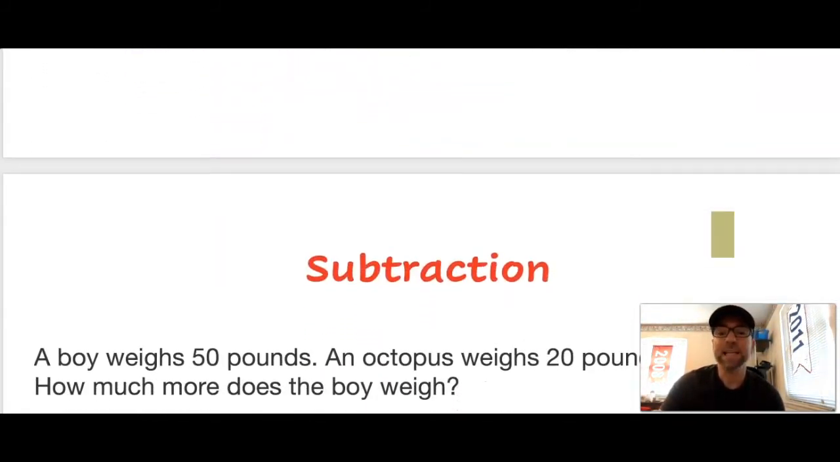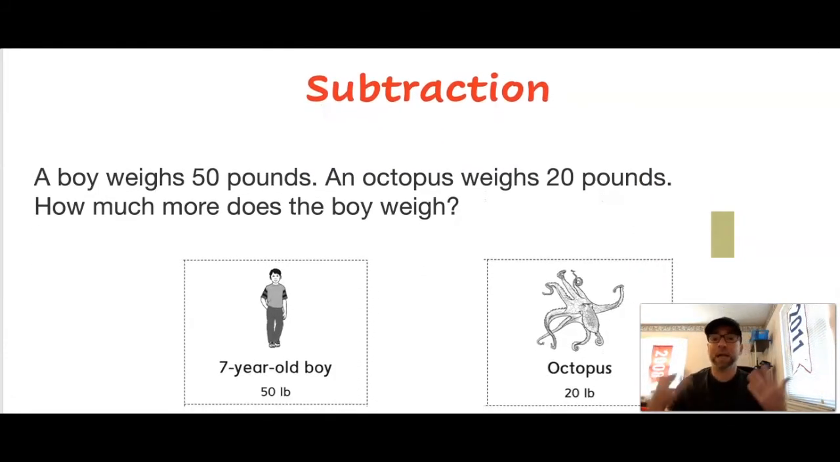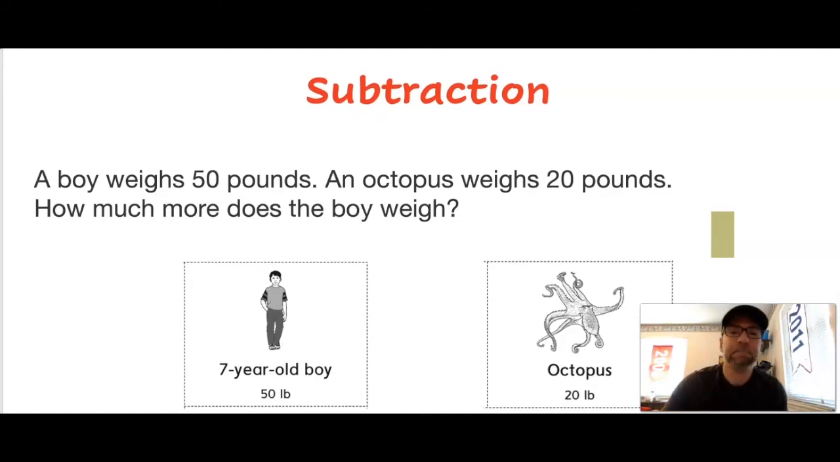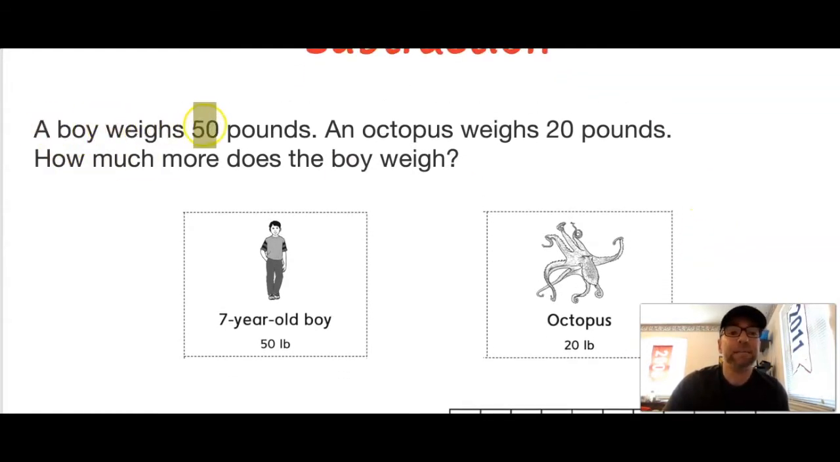This time, we're going to take a look at a subtraction problem. We've been working on addition problems as we were finding the total. Now let's see about this one. Here's our problem. A boy weighs 50 pounds. Here you can see the little boy. An octopus weighs 20 pounds. Here's the octopus. How much more does the boy weigh?